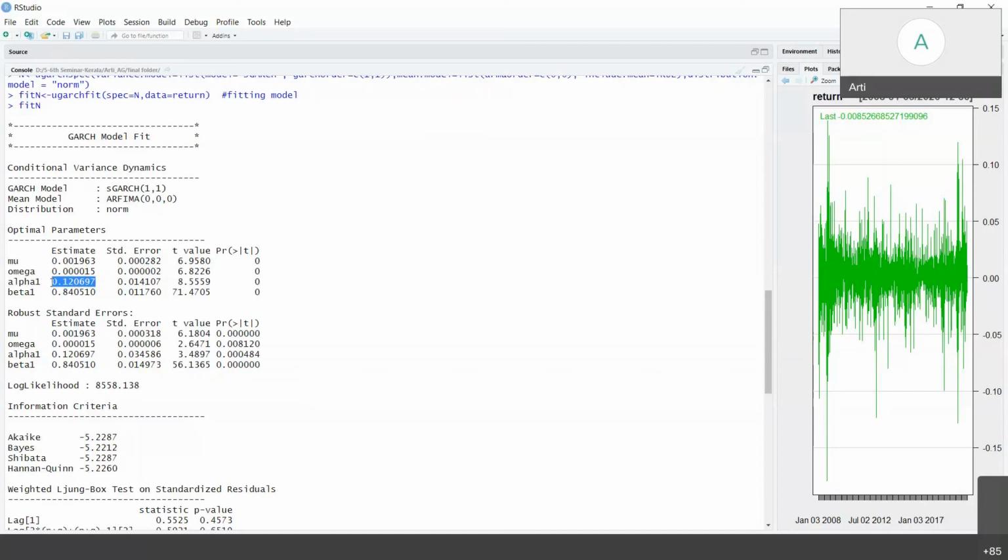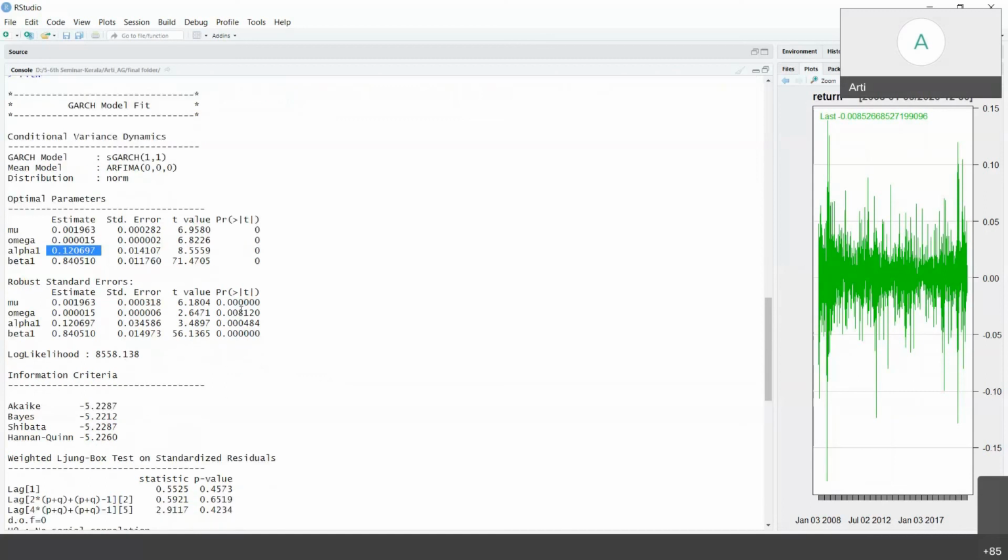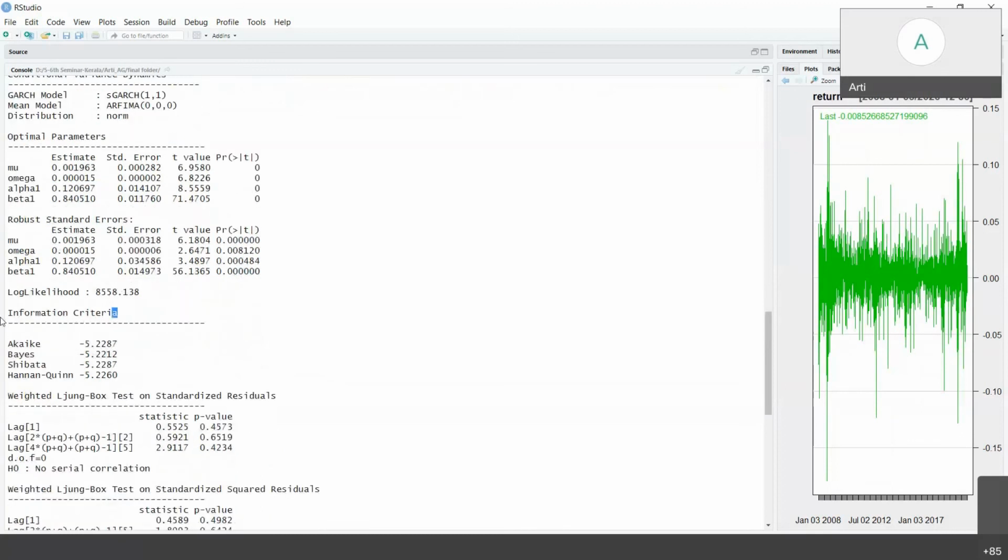This is captured by the epsilon term, and there is the coefficient alpha. So this is innovation or idiosyncratic news, or idiosyncratic factors, which are impacting our current volatility. The robust standard errors are all significant, so we need not worry about that. Now coming to the information criteria. When you run multiple models, how do you identify which model is the good one?